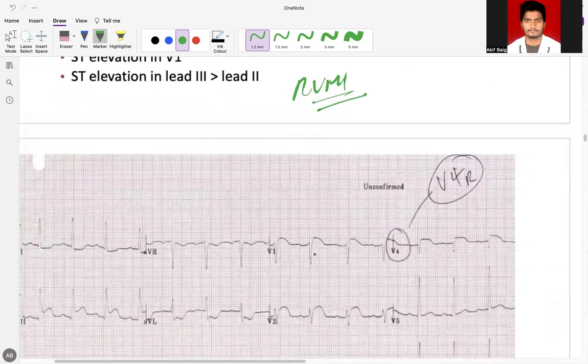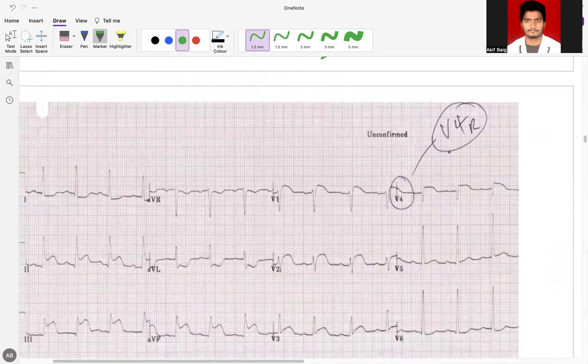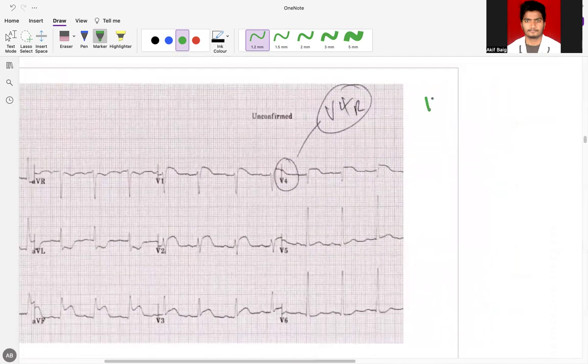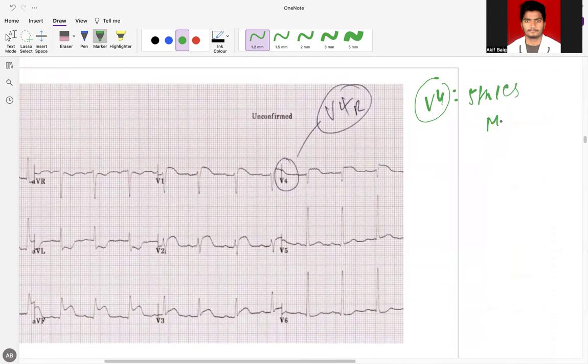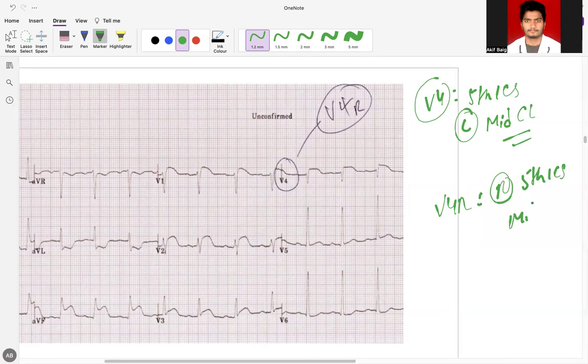Sometimes, to confirm, what we do is we take V4R and keep it on the right side. The V4 lead is normally kept in the fifth intercostal space in the mid clavicular line, that is, the left fifth intercostal space. Now, if you want to check for right ventricular MI, we have to take this lead V4R and keep it in the right fifth intercostal space in the mid clavicular line.